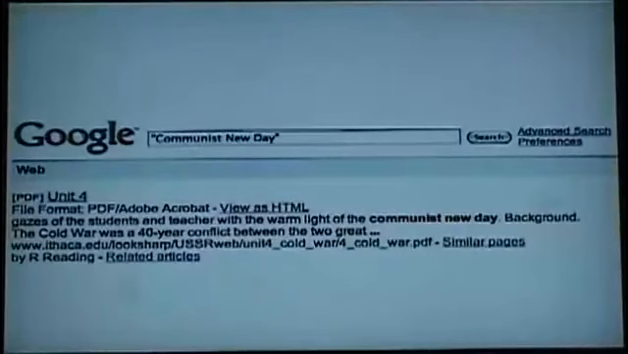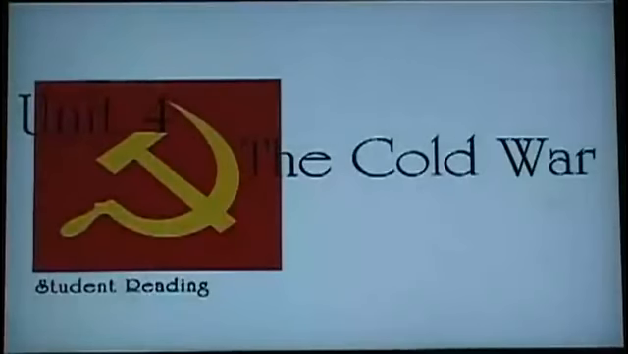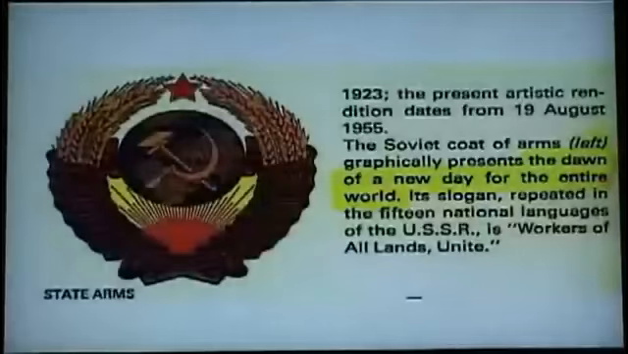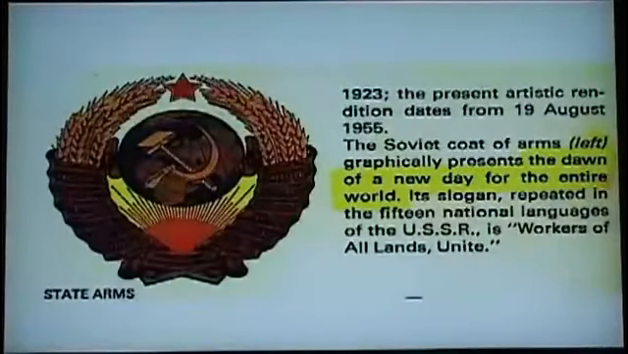So, go to Google, put in Communist New Day, and you'll see there's all kinds of articles about the Communist New Day. Here's one in particular, and at the bottom it says, the red covering all over the USSR shows how much the world was under the leadership and control of the Communist Party. We're reading from the bottom: the morning sun bathes the hopeful gaze of the students and teachers with the warm light of the Communist New Day. Again, there's that term, Communist New Day. That's the dawn of a new day for world communism. Very important term, dawn of the new day for the entire world under Soviet communism.